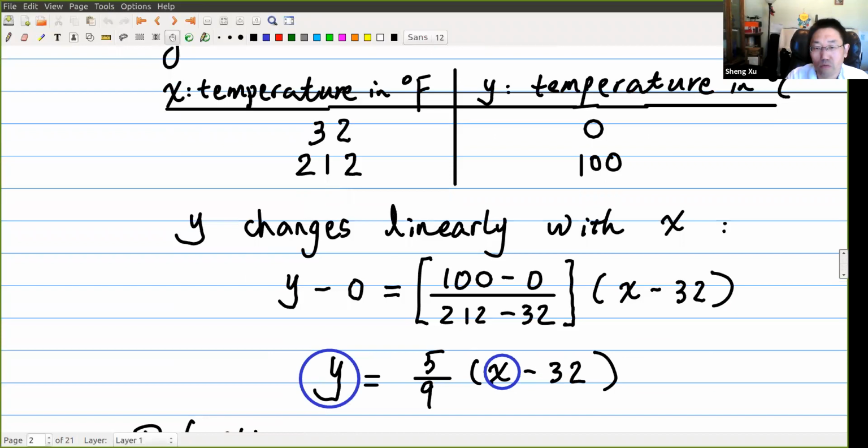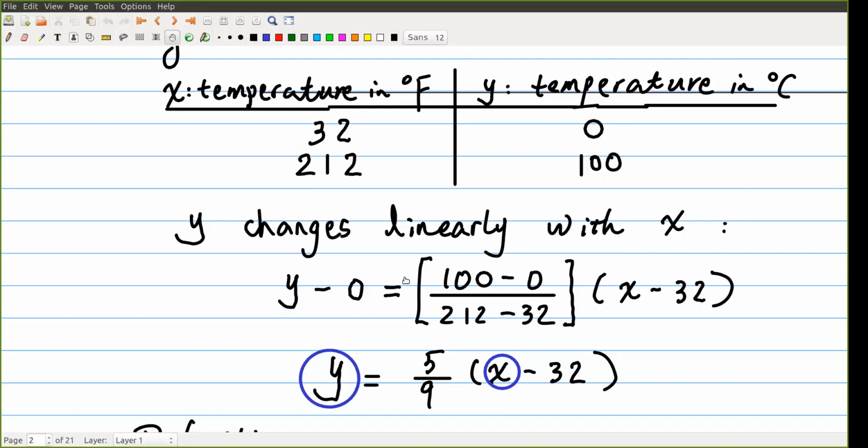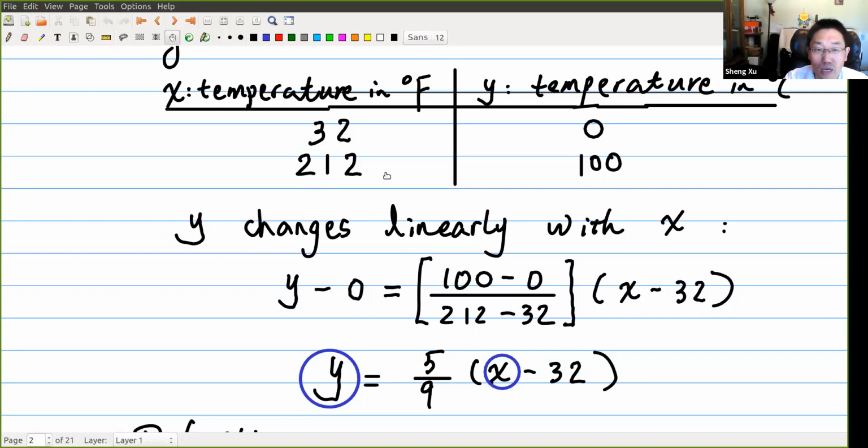Y minus, I choose the first point here, Y minus the Y coordinate of this point equals the slope times X minus the X coordinate of this point, right? And what's the slope? Remember, a slope is the difference of Y coordinates divided by the difference of the X coordinates. So it's 100 minus 0, the difference in Y coordinates, divided by 212 minus 32, the difference in X coordinates. That's the slope. If you simplify, we get Y equals 5/9 times X minus 32.